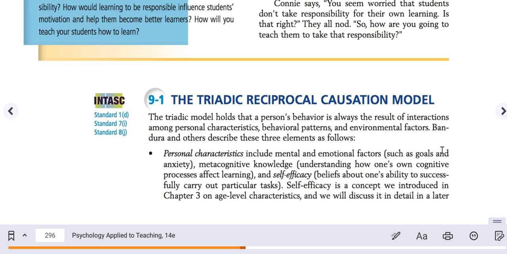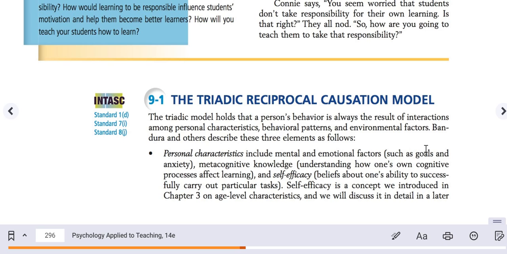The triadic reciprocal causation model. The triadic model holds that a person's behavior is always the result of interactions among personal characteristics, behavioral patterns, and environmental factors. Bandura and others describe these three elements as follows.